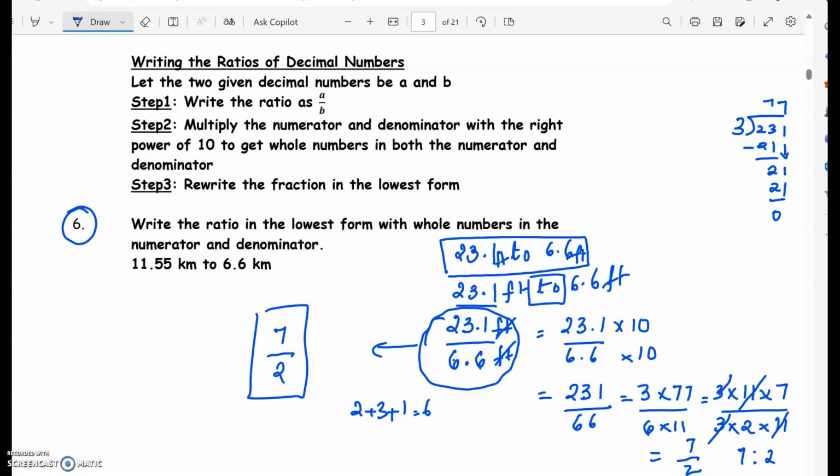And how do we convert it to the whole number form? Get rid of decimals by multiplying with powers of 10. But remember that whatever you multiply the numerator with, you have to multiply the denominator with the exact same number.